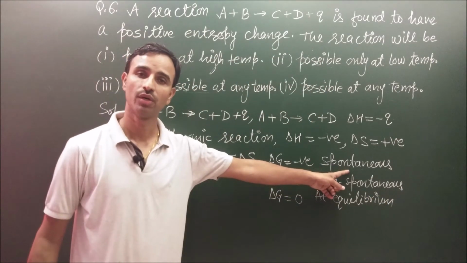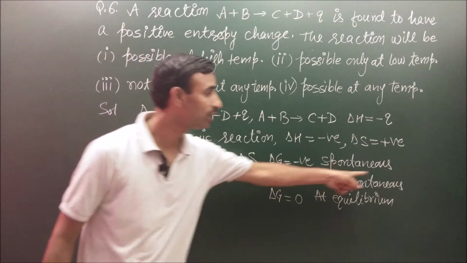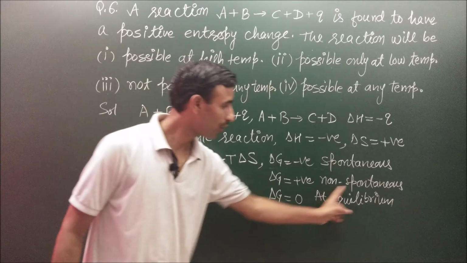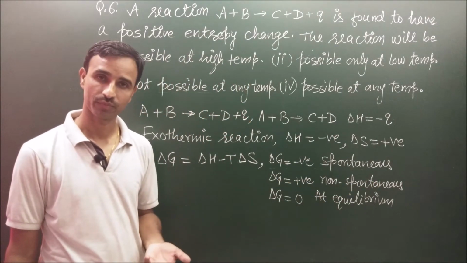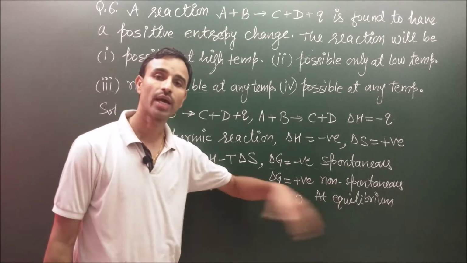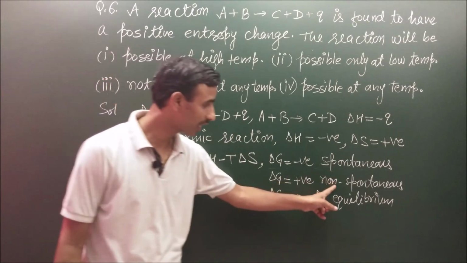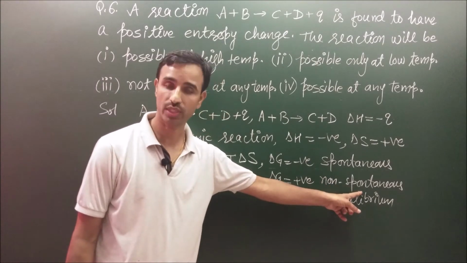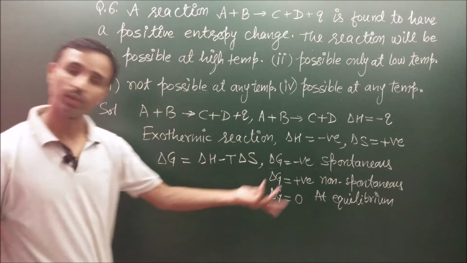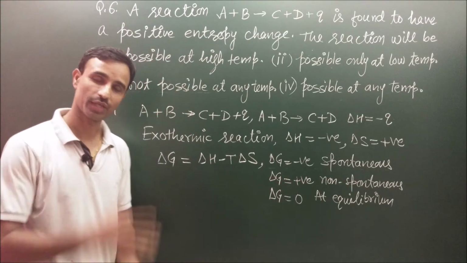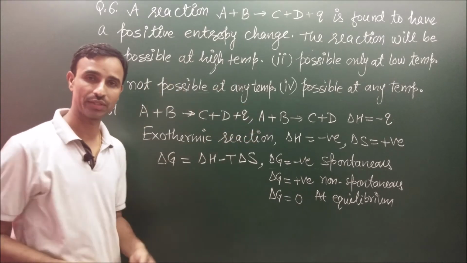Spontaneous means which can take place by its own, or the reaction is possible. Non-spontaneous means which cannot take place by its own. It needs the help of an external agency to take place. That means this type of process or reaction is not possible. Equilibrium, you know, means the reaction is still. It cannot go on either side.